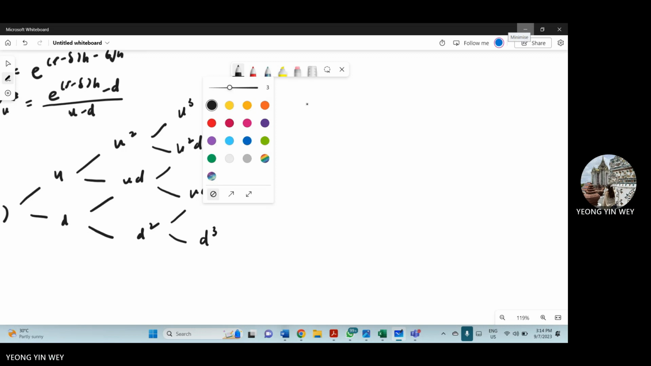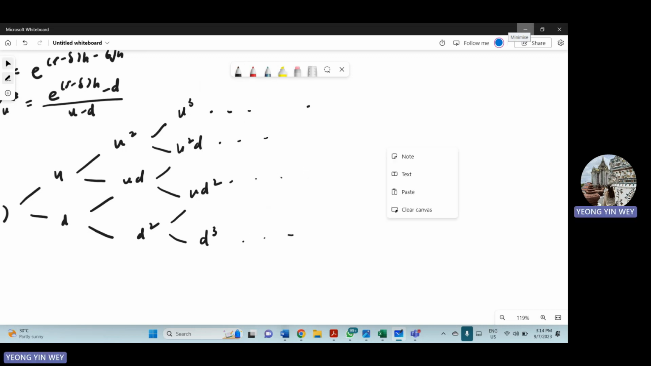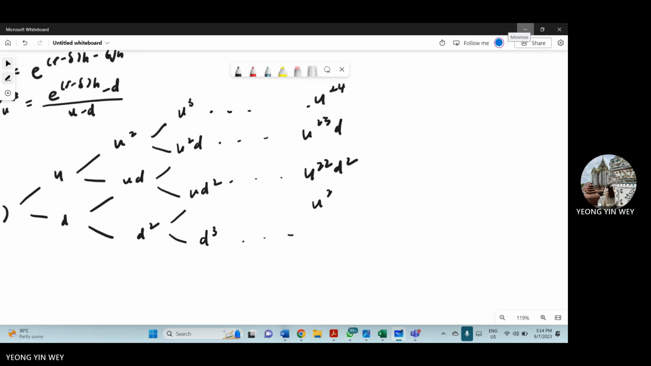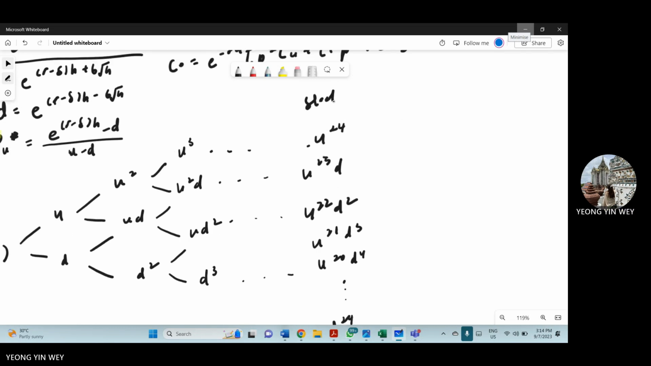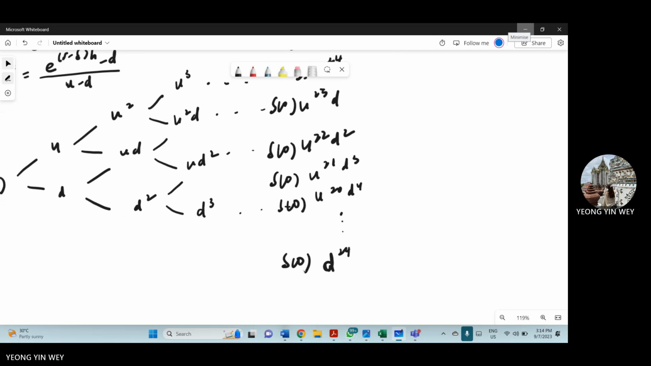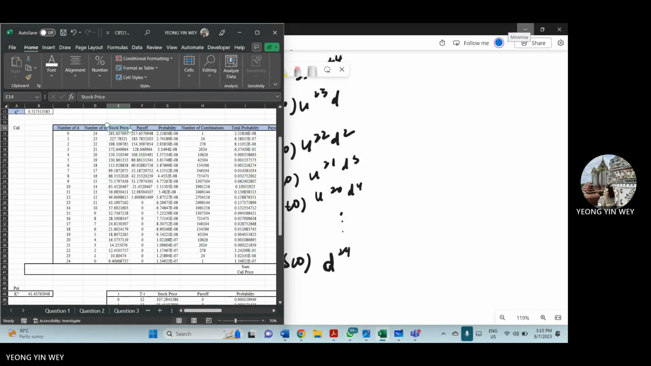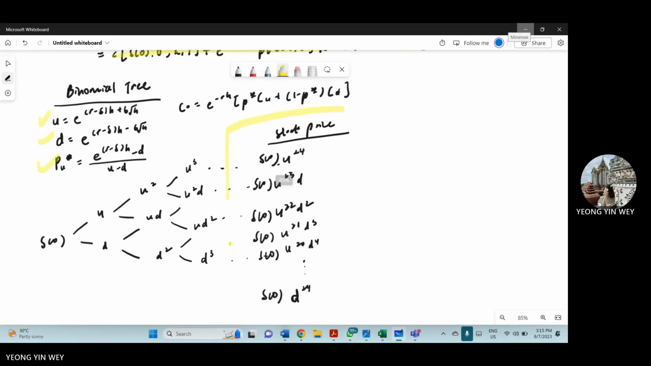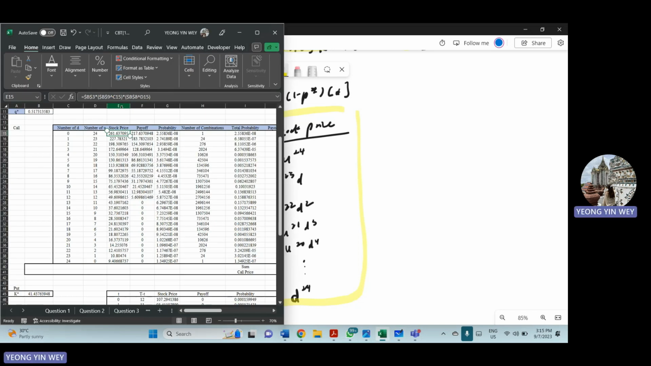So for this one until period 24, we will have U24, U23D, U22D2, U21D3, U20D4, until D24. So our stock price will be equal to S0 times all of this. So basically this is the column for stock price. Okay, the formula, the way of doing this, is equal to this part, which is basically this part for this column of the table.